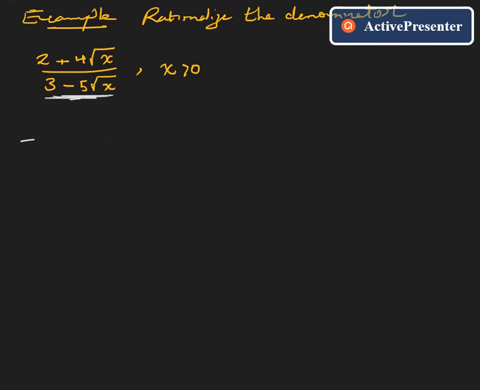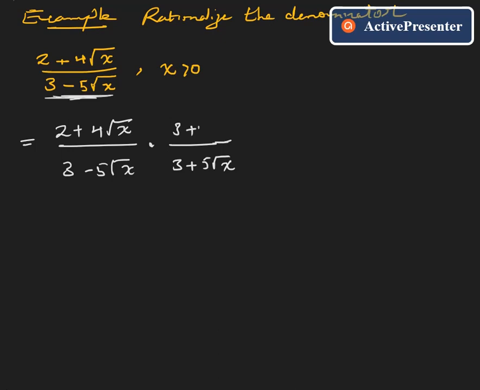So this expression equals 2 plus 4 multiplied by square root of x over 3 minus 5 square root of x. Multiply here, down and above, by the conjugate, 3 plus 5 square root of x. Here it is plus, here negative. If here is positive, you put here negative. Use the conjugate.